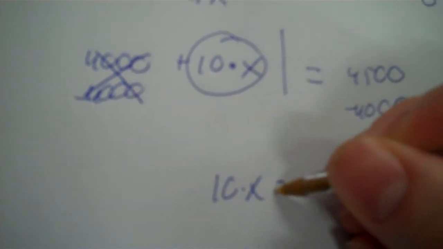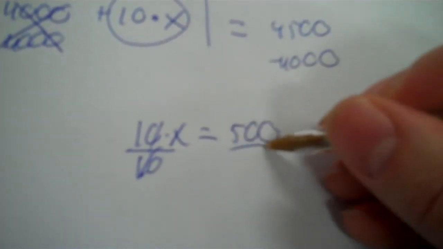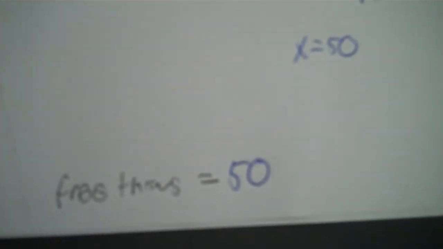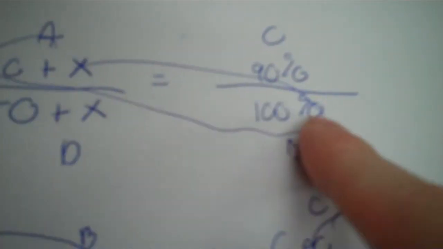10 times x equals 500. Then you divide both sides by 10, and x equals 50. So this dude has to make his next 50 free throws in a row to get his average to 90%. Okay, 40 plus 50 is going to be 90, 50 plus 50 is 100, so 90 over 100 is equal to 90 over 100, okay?